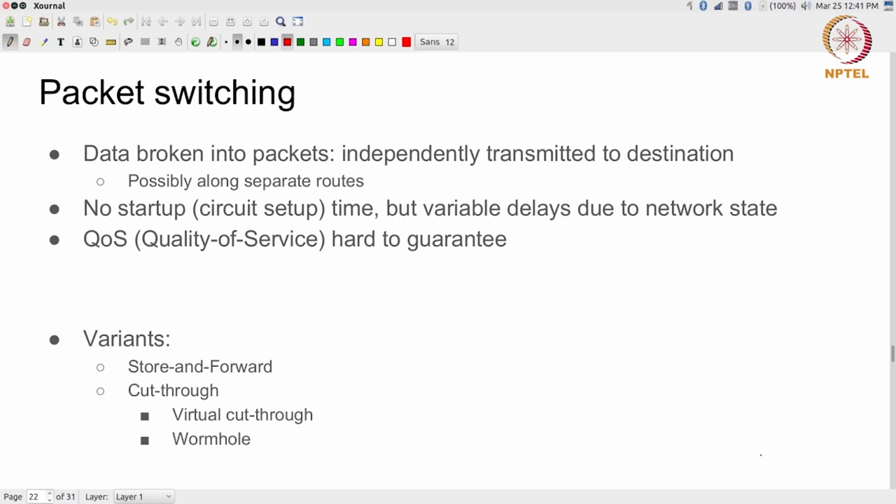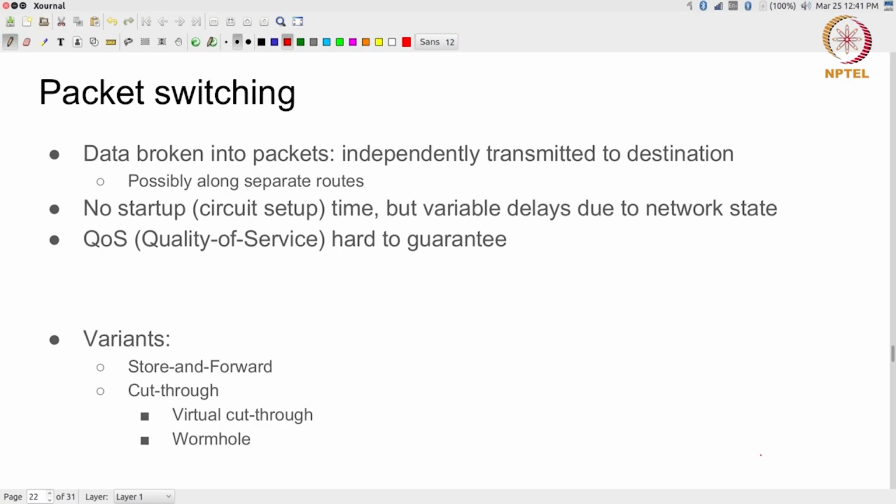The problem with packet switching is something called quality of service. A circuit switched connection guarantees a quality of service. It means that all links are dedicated to your communication and nothing else is going to happen, whereas over here each packet is handled independently.